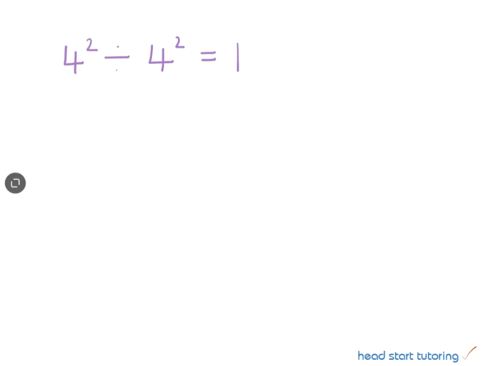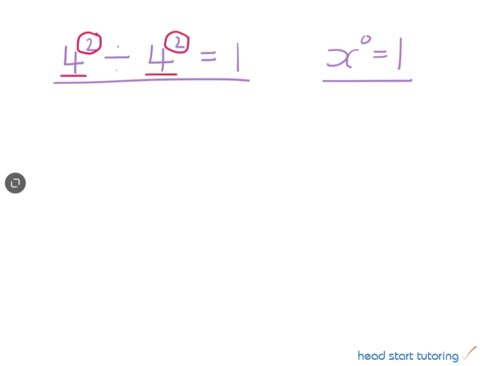We are now going to have a look at why any number to the power of 0 will always give you an answer of 1. As we can see what I've written here, we've got 4 to the power of 2 divided by 4 to the power of 2. Because our bases are the same, we are actually able to minus those powers.